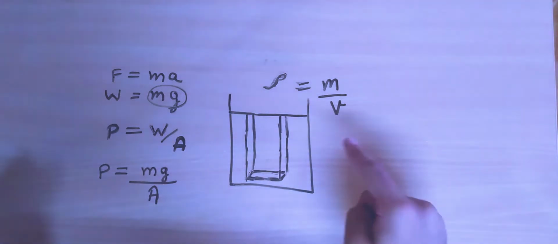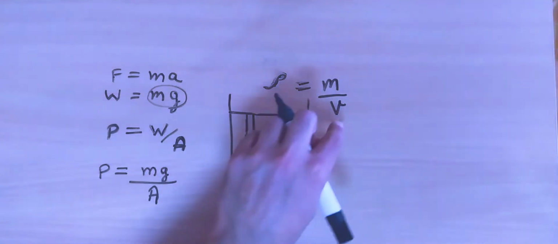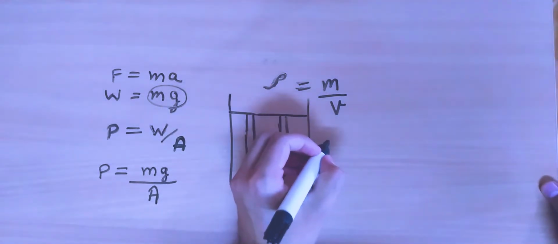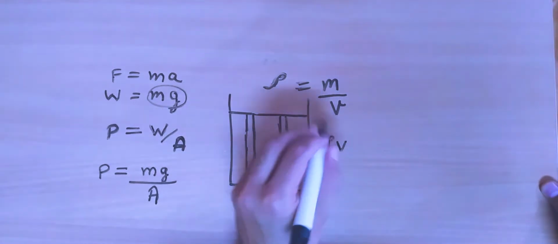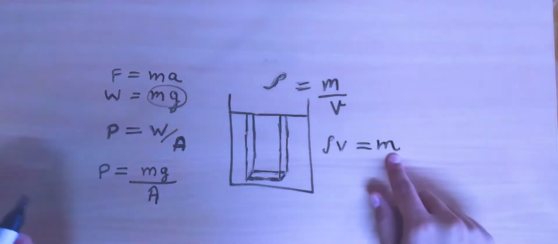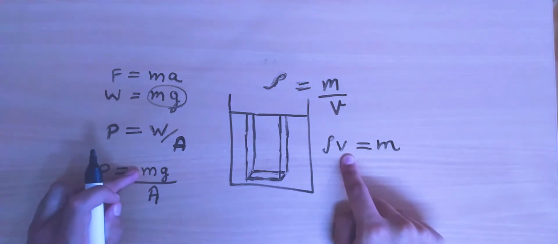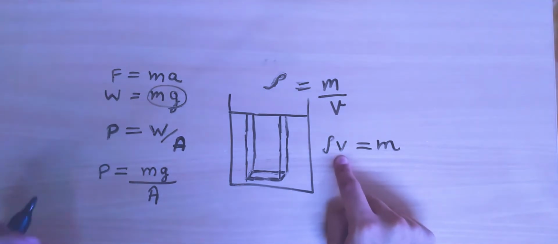So now what I can do is I can write this equation here by shifting the V to this side, as rho V equals m. So I know that the mass equals rho times V. So I have mass here, so I can write this mass as rho times V.